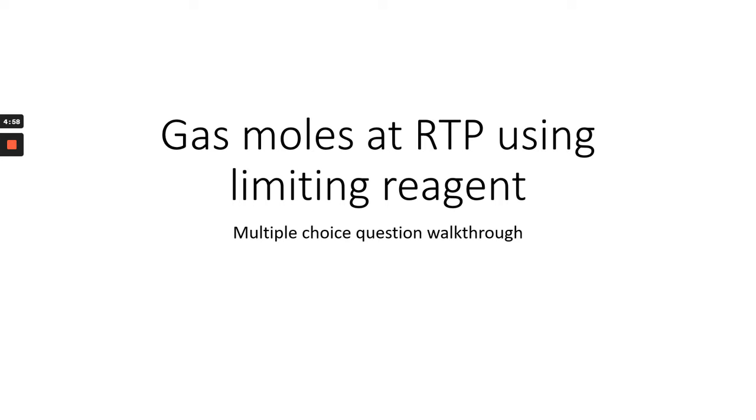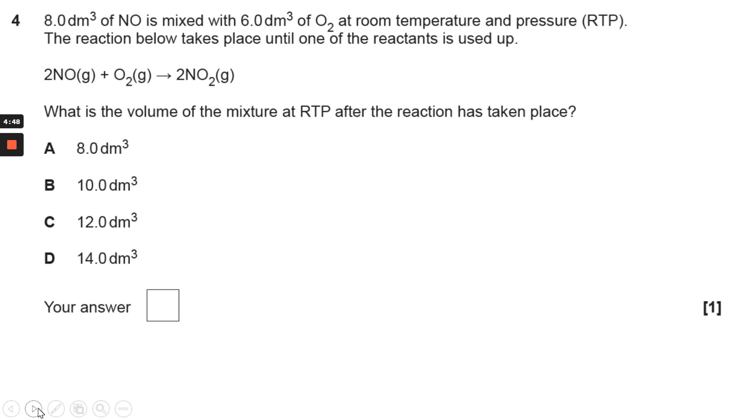Hello and welcome to this walkthrough of a multiple choice question which requires you to work out gas moles at room temperature and pressure using the idea of limiting reagent. So it tells you that 8 decimeters cubed of NO is mixed with 6 decimeters cubed of O2 at room temperature and pressure. That instantly should say that you're dealing with a V equals 24N type calculation.